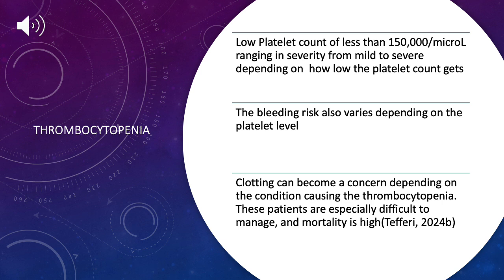The severity is graded: anything less than 150,000 platelets per microliter is considered mild thrombocytopenia, and then it takes steps down from there to anything less than 50,000 platelets per microliter, which is considered severe thrombocytopenia. The threshold can vary depending on the person as well as the underlying condition for it to be considered severe. The bleeding risk varies in direct correlation to the platelet level. So the lower the platelet level, the increased risk for bleeding.